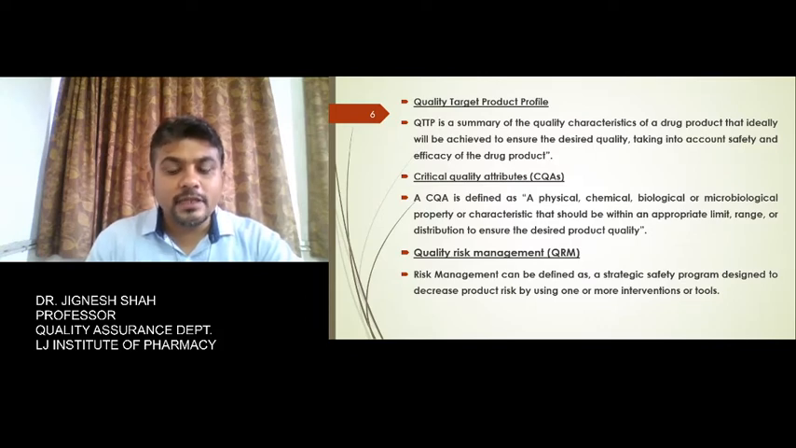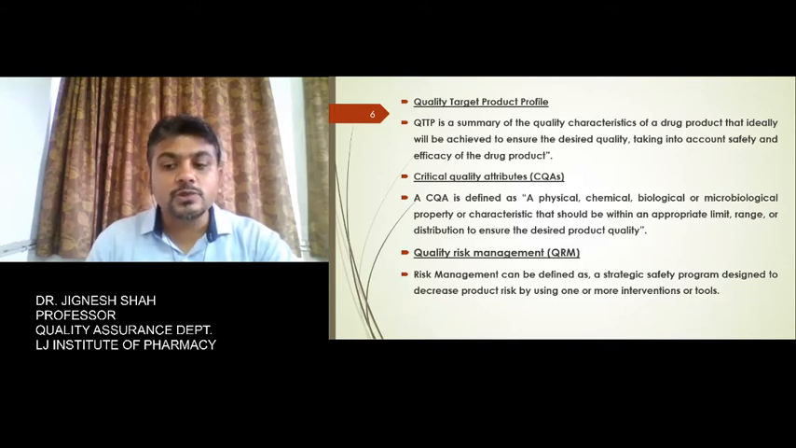The second important element which should be discussed here is critical quality attributes. As the name itself says, critical quality attributes are all those areas which are critically affecting the quality of the product. A CQA, that is critical quality attribute, is defined as a physical, chemical, biological or microbiological property or characteristic that should be within an appropriate limit or within an appropriate range or distribution to ensure that the product will have desired quality.